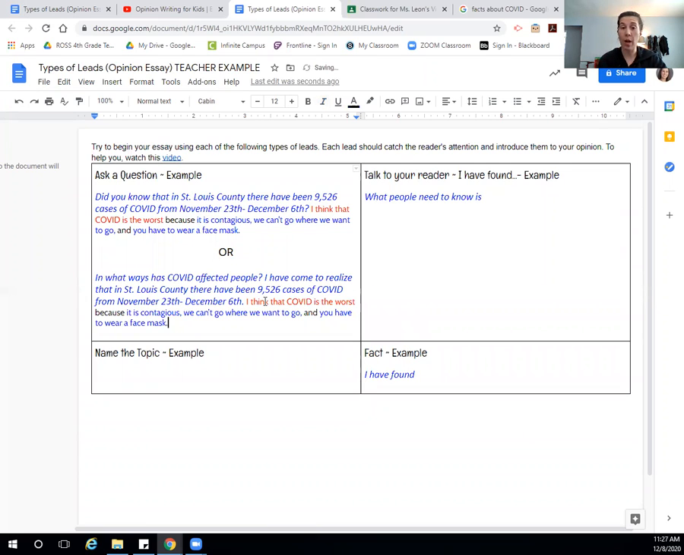So that way I know what I will be reading about when I get into the body paragraphs. The next thing I can do is I can just try talking to the reader. I can say just what I'm feeling and what I'm thinking about COVID. So what I'm going to do is I'm going to start my sentence with what people need to know is, and I'm going to build upon that.